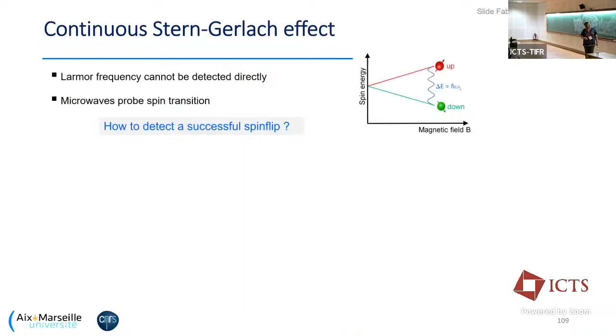Now, how do we measure that? This is a bit more complicated because the Larmor frequency, as I told you, cannot be probed directly. It cannot be measured directly. But you remember that an electron can have spin up and spin down, and we can excite that with microwaves, and we can go from spin up to spin down. But how can we know that we have made a spin flip? What can we measure to know that this transition has been made?